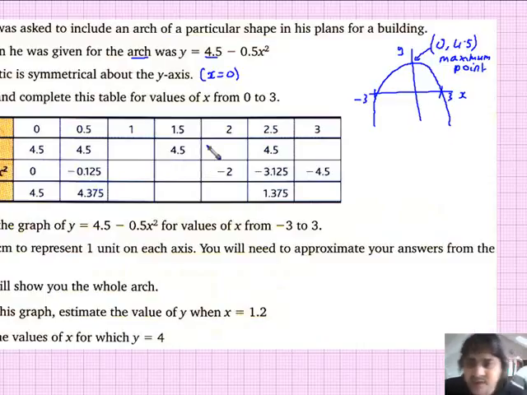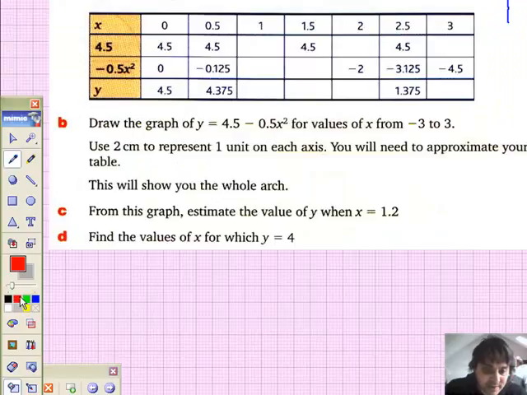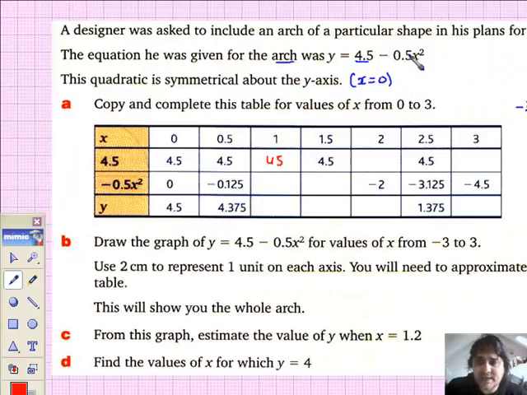Now, I don't like using these tables at all. I will on this occasion, but I don't like it because I'd rather just work across the page. So all of these are 4.5s because what we can do is take away 0.5 times x squared from the 4.5. So let's just write these 4.5s in and we'll go with their flow. Alright, so here I go.